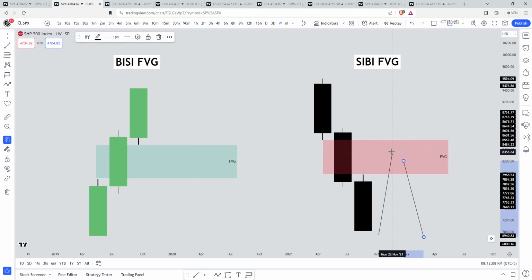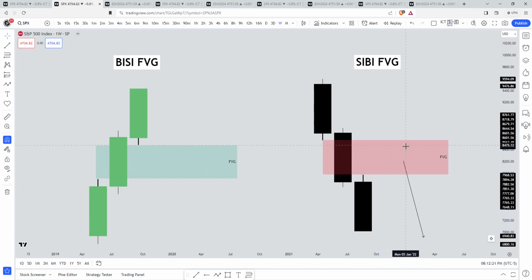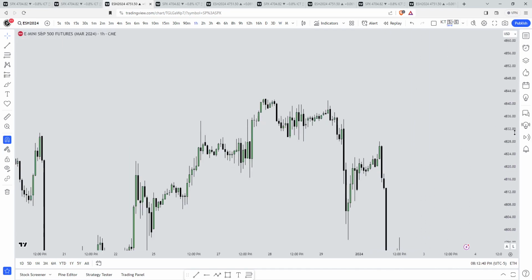I don't always want to see a complete deep retrace, because a lot of times, especially if the fair value gap is high up in the range, that's showing that price is in a high resistance liquidity run, which we'll also be talking about. But this is the basics of a fair value gap. So now we can dive into a real chart example.